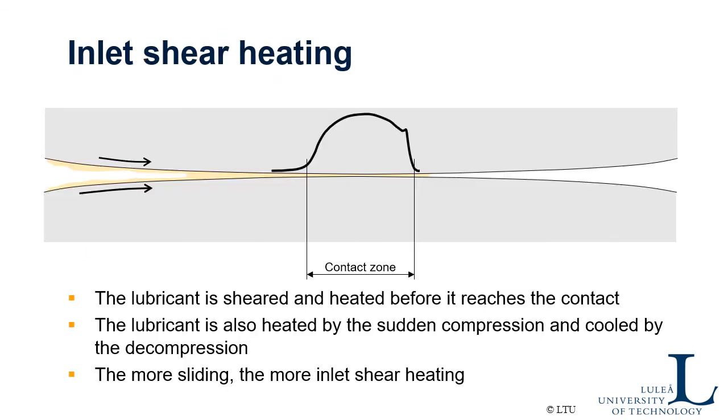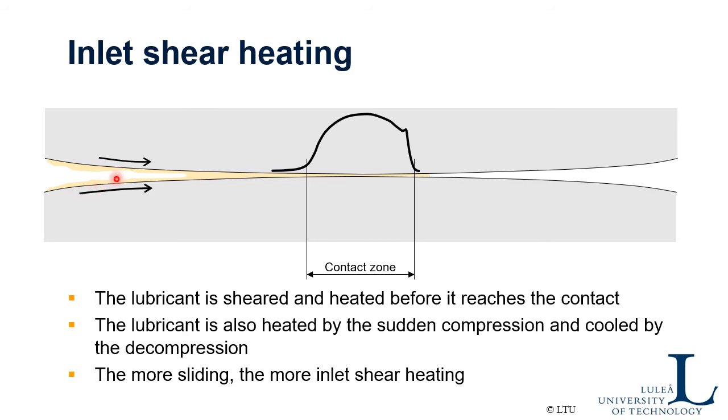So, and then it's important to discuss inlet shear heating. This is maybe a better figure showing how it really looks. The contact zone is only here, but it's a pretty thin film, also over a long distance before the contact. So you shear the lubricant here, and this shearing, especially when you have different speeds of the surfaces, like in a rolling-sliding contact, which you can find in a gearbox, for example.